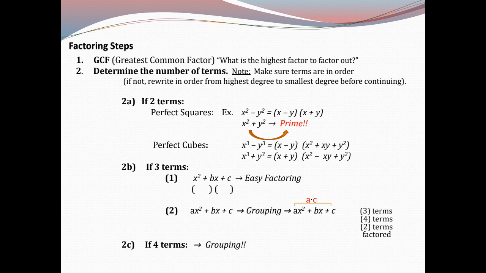Here are some examples of the main factoring techniques that we're going to use. These are the four most used types of factoring: the GCF, if we have two terms, or if we have three terms, or if we have four terms. And I'll explain each and every one with an example.